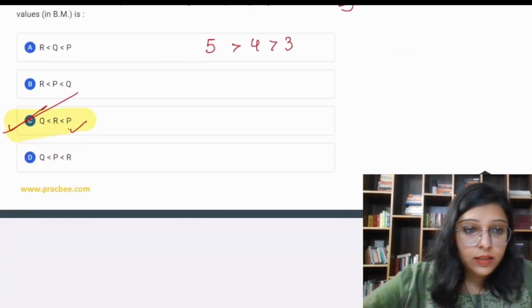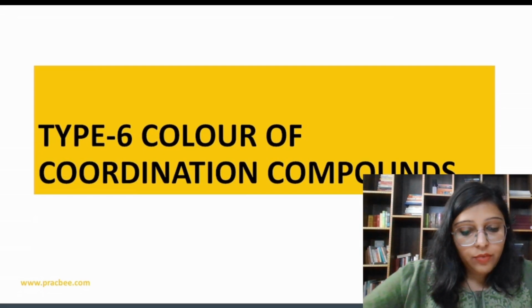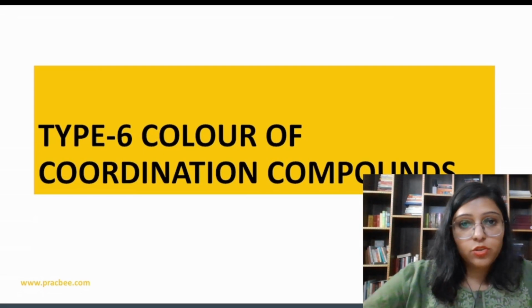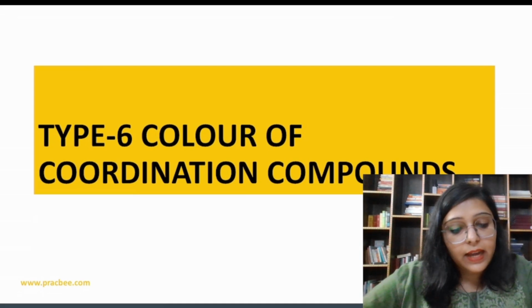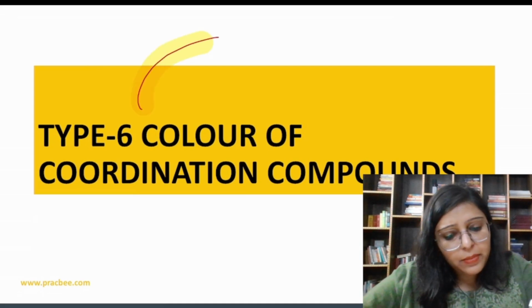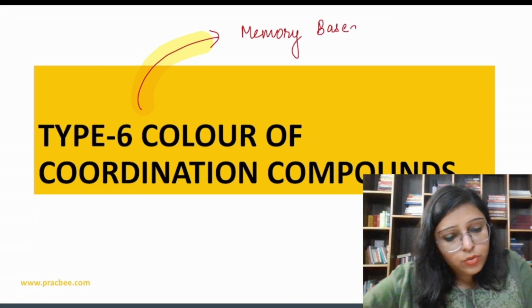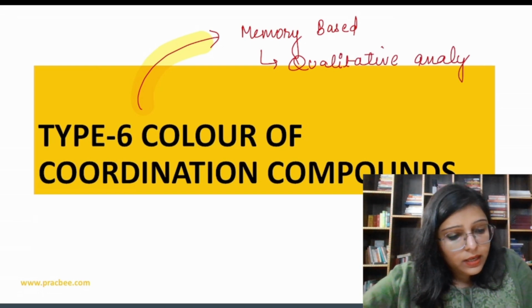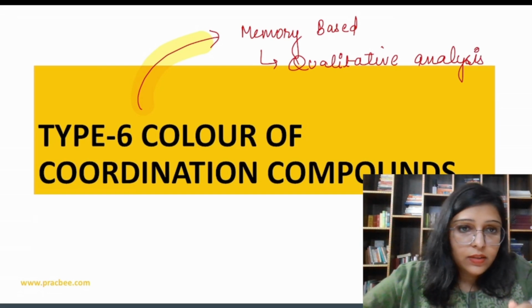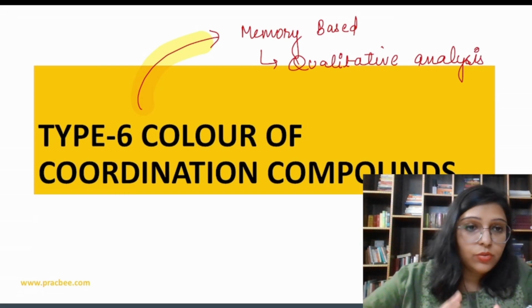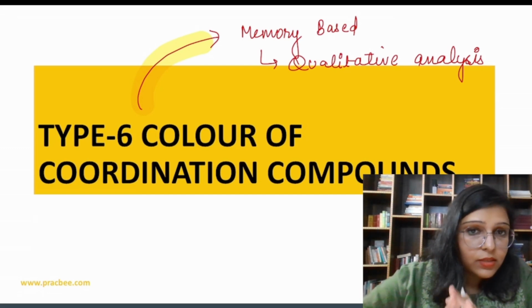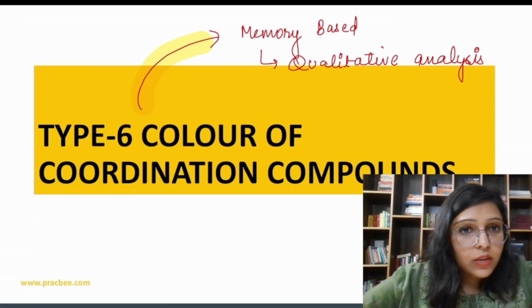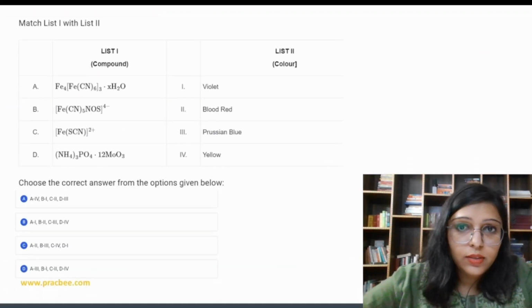Okay. Next. Now we are moving to the next type of question, which is based on color of coordination compounds, and this is basically memory based. But here we are going to use some part of the qualitative analysis. Like how to detect nitrogen, how to detect sulfur in the compound. So some complexes are going to be in that way. Okay, so let's do question number 1 on this.